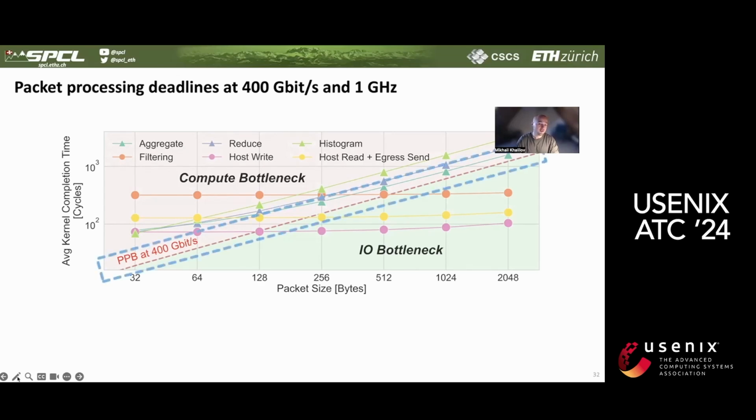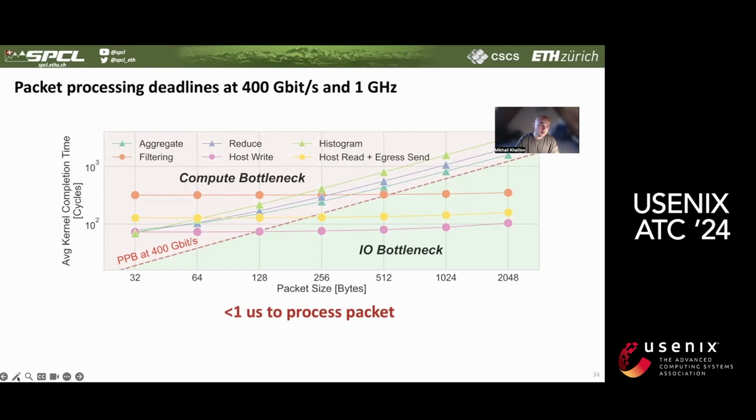For example, in this plot, we show how the per packet cycle budget at 1 GHz and 400 gigabit per second increases with a packet size. We compare it to the kernel execution time of various compute and I/O intensive workloads such as packet payload reduction and I/O RPCs. In this setup, we notice that to keep the link busy, we need to spend less than 1 microsecond per packet. This deadline becomes even tighter as the packet gets smaller.